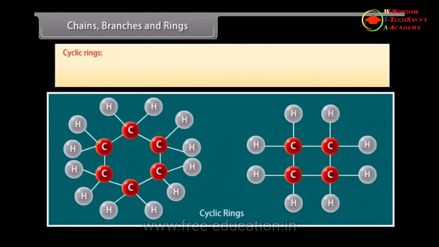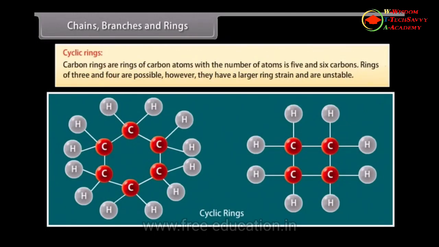Cyclic rings. Carbon rings are rings of carbon atoms. The number of atoms to form a ring is usually 5 or 6 carbons. Rings of 3 and 4 are possible, however, they have a larger ring strain and are unstable.